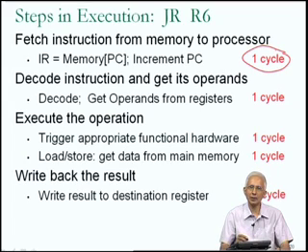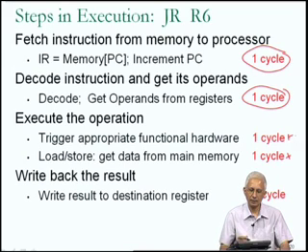Does it have to be decoded and its operands fetched? The answer once again is yes. It has to be decoded, and certainly the value of R6 must be fetched from the register file. Is there any functional hardware to be triggered, or is there a need for any load or store to be done from the cache memory? The answer is no. And therefore, we don't account either this cycle or this cycle against the execution of a jump register R6.